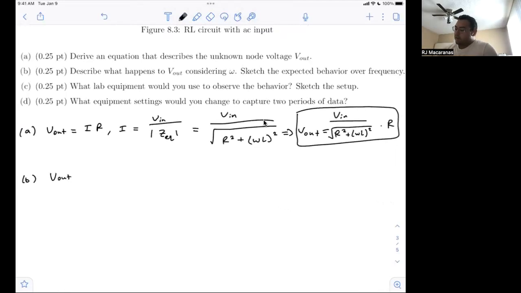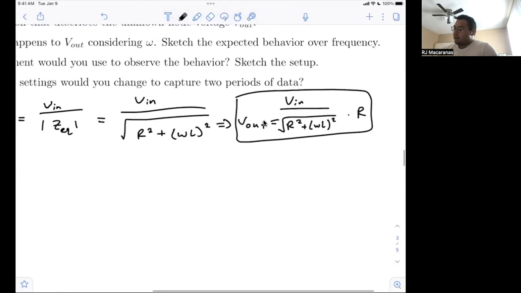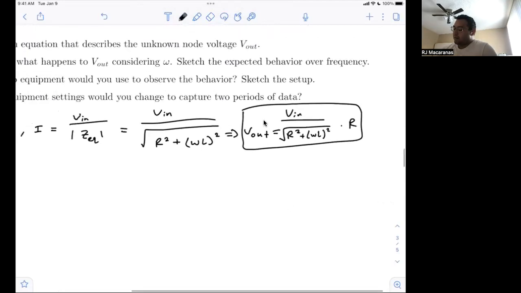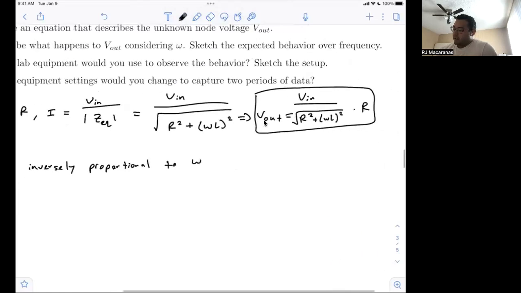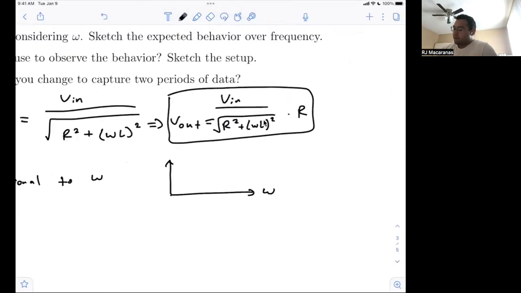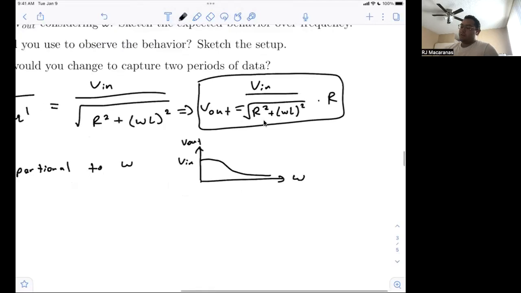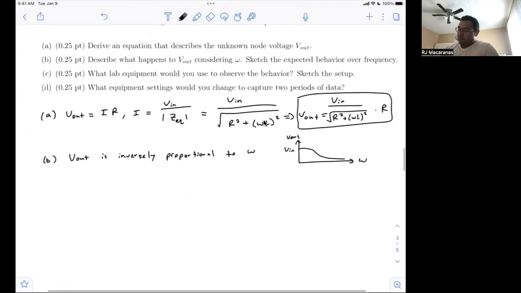So for part B, we're describing what happens to V out considering omega. So V out, right, we've got omega in the denominator there. So as omega increases, V out decreases, right? So V out is inversely proportional to omega. And we can actually see that when omega is 0, so here's omega. When omega is 0, we've got the square root of R squared in the denominator, which is just R, and we're multiplying by R. So that just means that at omega 0, V out is V in. So if we're plotting V out, well, at omega equals 0, we're at this level of V in, and we're decreasing as omega increases. So that is a sketch of that behavior.